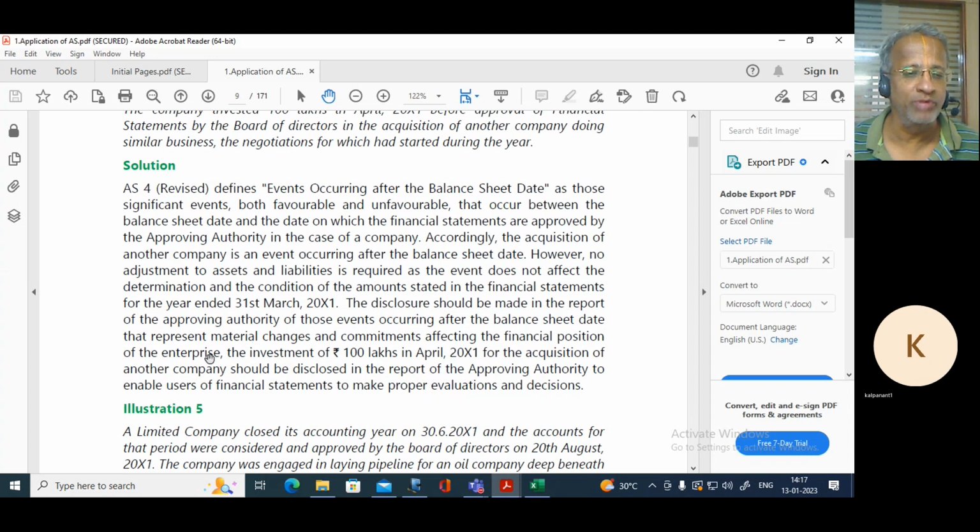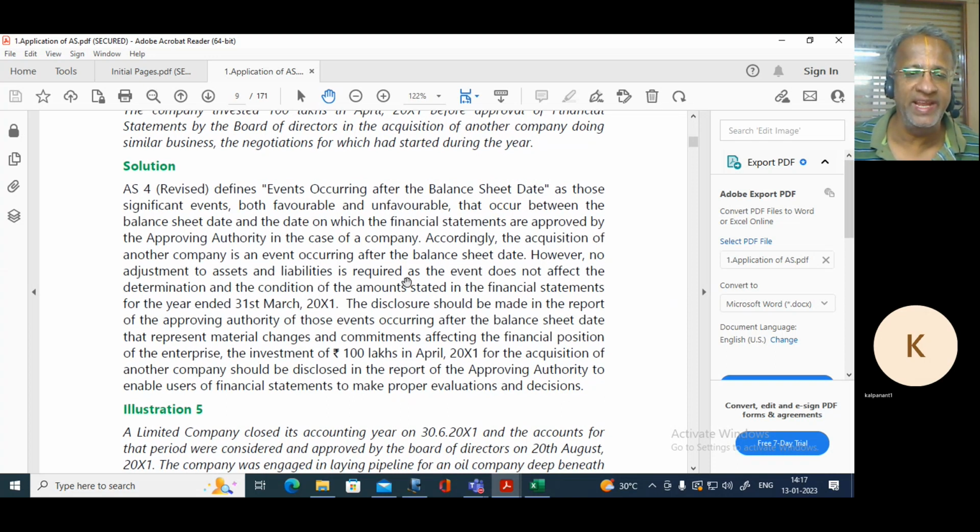So, what is it that they have communicated? Should only be disclosed is what they stated. That means they have indicated that it is a non-adjusting event only. That is what they said. You just see, no adjustment to assets and liabilities required as the event does not affect the determination of the condition of the amount stated in the financial statement.